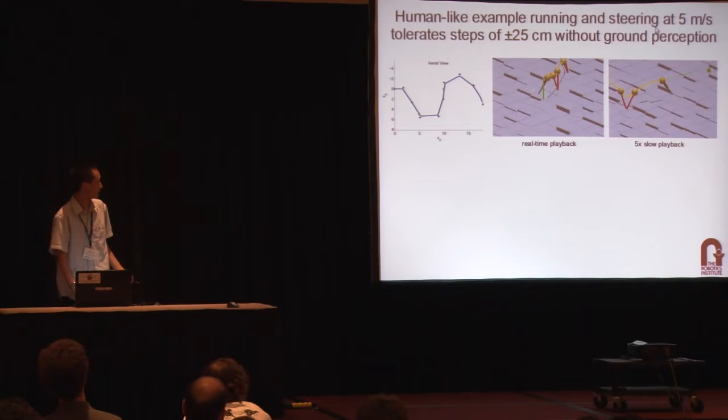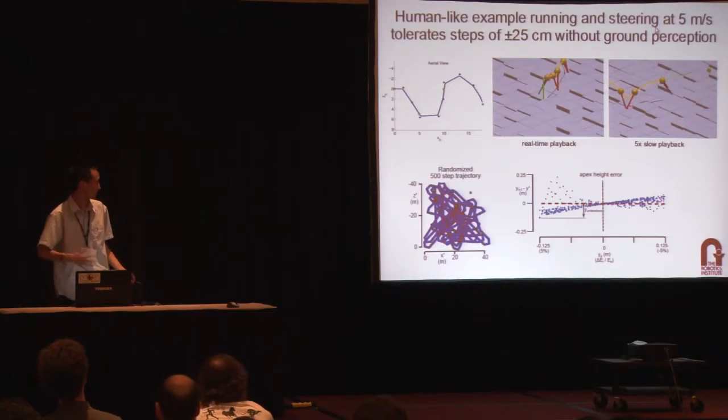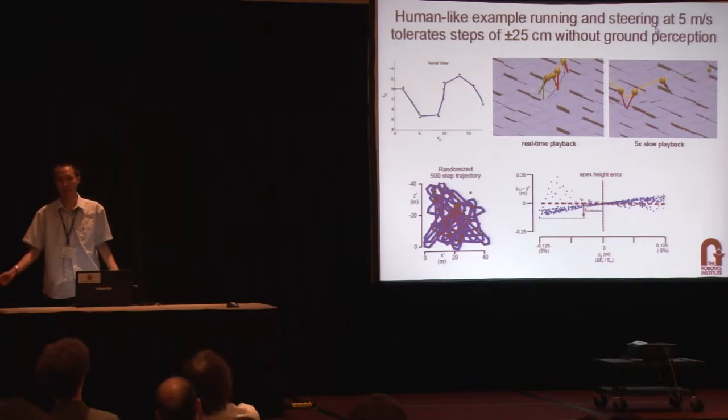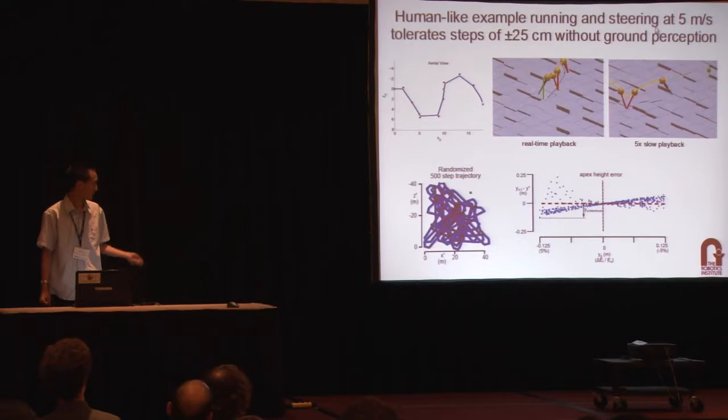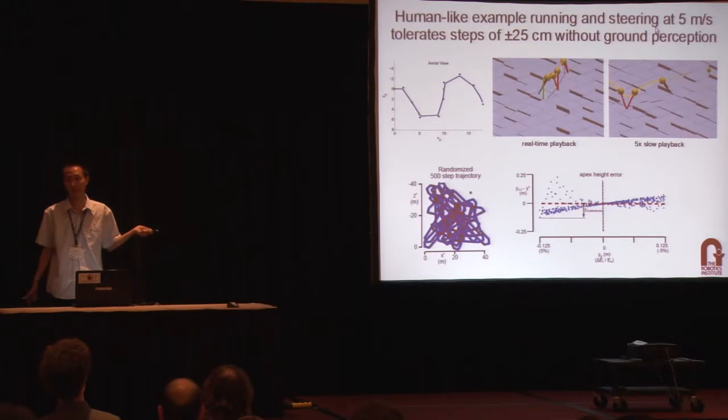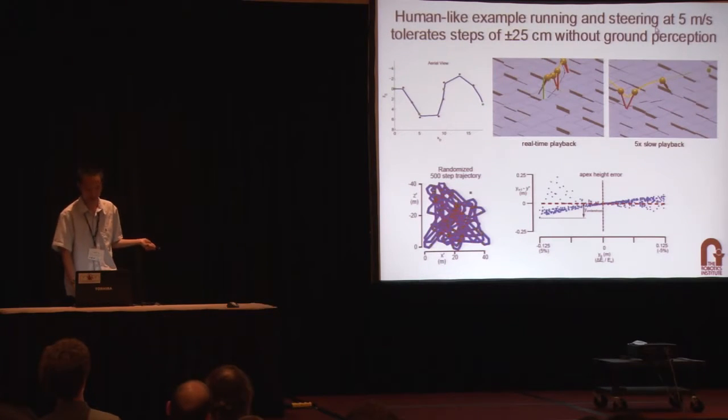Okay, and just to verify that this is stable long-term, we give it a randomized trajectory to let it take 500 steps. Indeed, it doesn't fall, and it tracks its apex heights pretty well. There's some error, and that's caused by the fact that the ground disturbances add energy or take away energy from the system, and that gives you a perturbation to your behavior function, so there's a little bit of inaccuracy there.